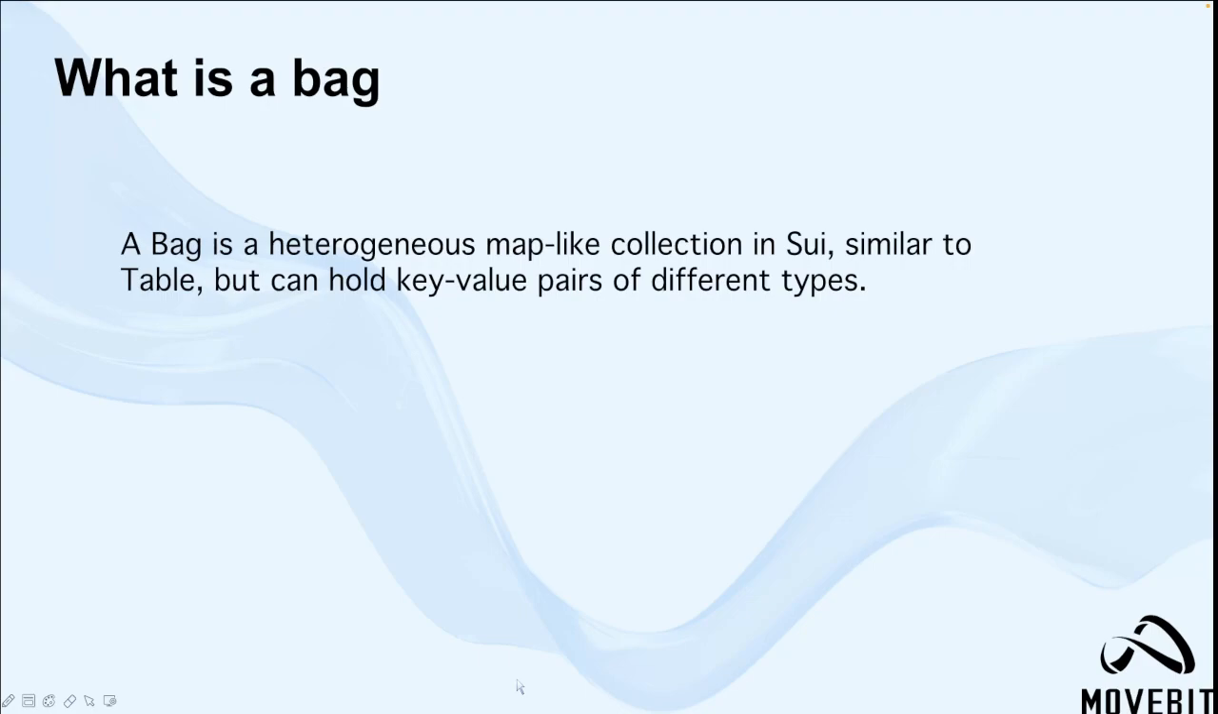So what is a bag? A bag is a heterogeneous map-like collection in Sui, similar to table, but can hold key-value pairs of different types. Keys and values are not stored within the bag type, but are stored using the Sui object system, and the bag structure acts as a handle into the object system to retrieve those keys and values.